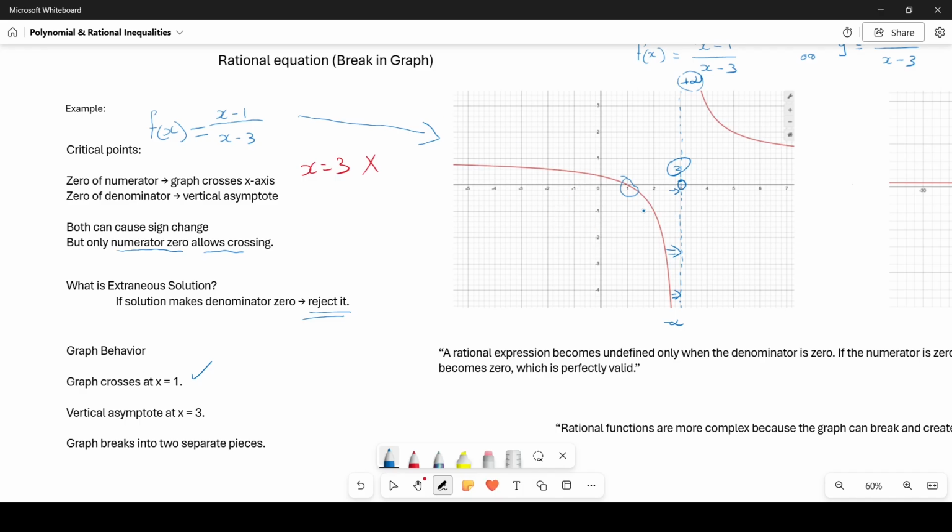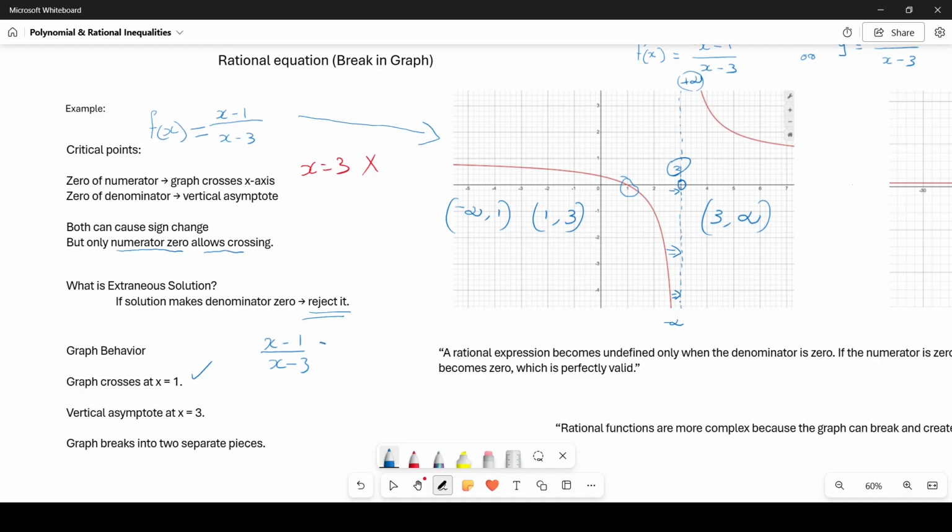So then here we can see the intervals. What are the intervals here? Minus infinity to the critical point 1, one interval. Then 1 to the vertical asymptote 3, that is 1 comma 3, another interval. Then the vertical asymptote to positive infinity, that means 3 comma infinity. These are the 3 intervals. Then for example, assume f of x is x minus 1 by x minus 3, this is our example rational equation.